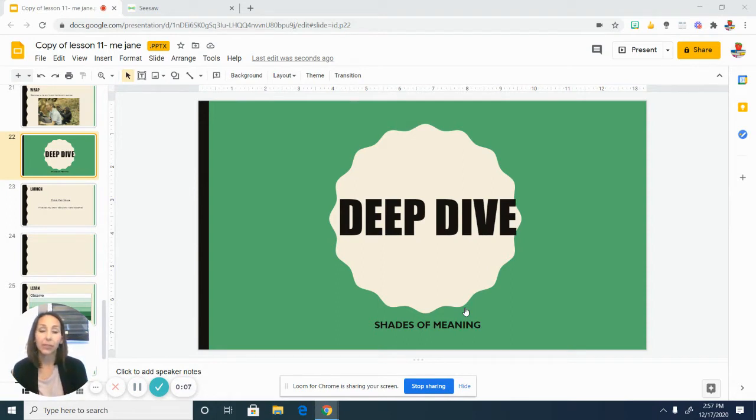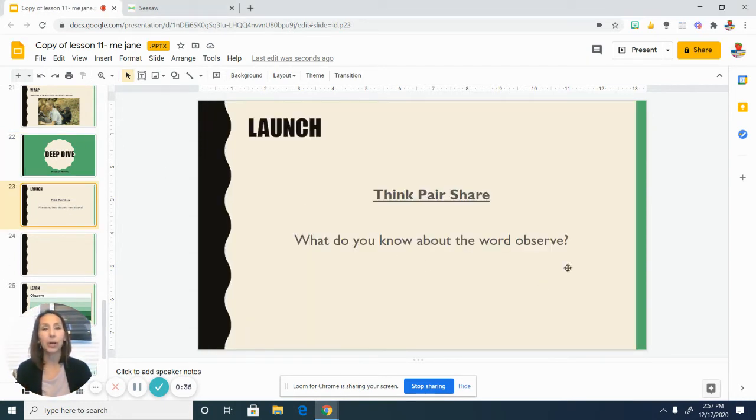Today, we have another deep dive, and we're going to be talking about something that we've talked about in the past, which is shades of meaning. So, taking a look at some vocabulary words and talking about other words that have similar meanings, but have kind of shades of different meanings within a similar idea. So let's take a look at the word that we're going to talk about today. All right, so the word observe.